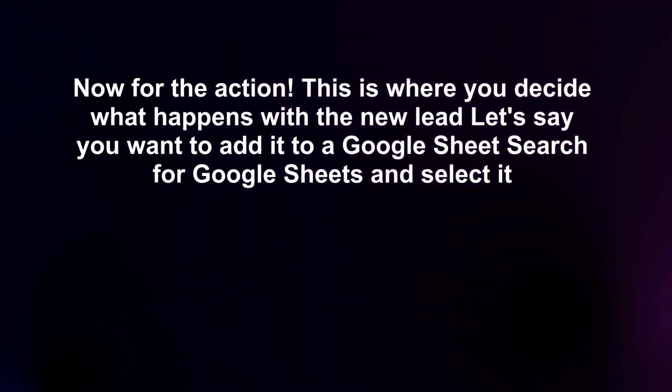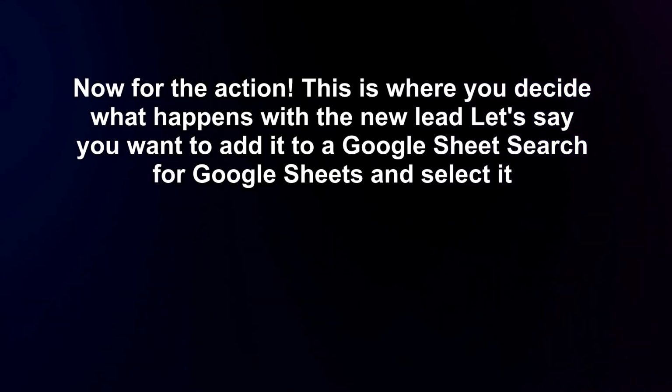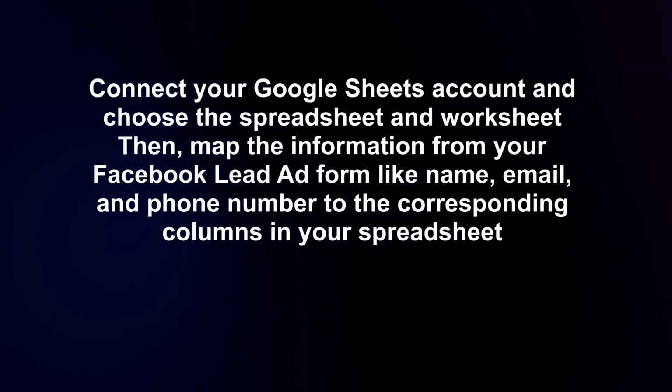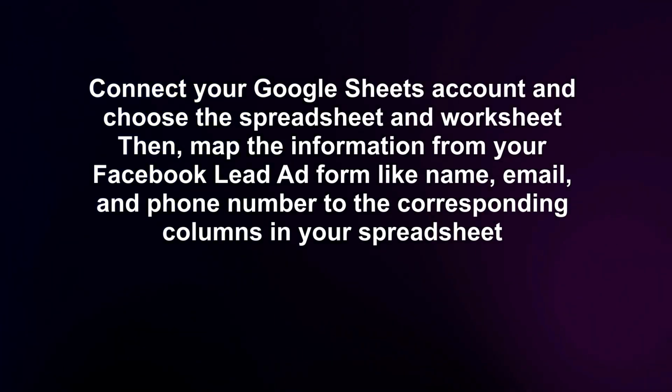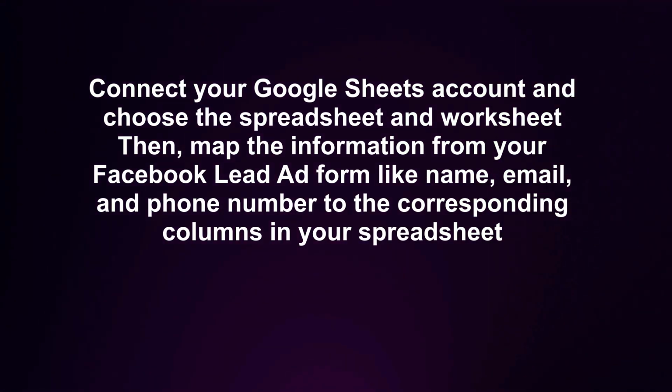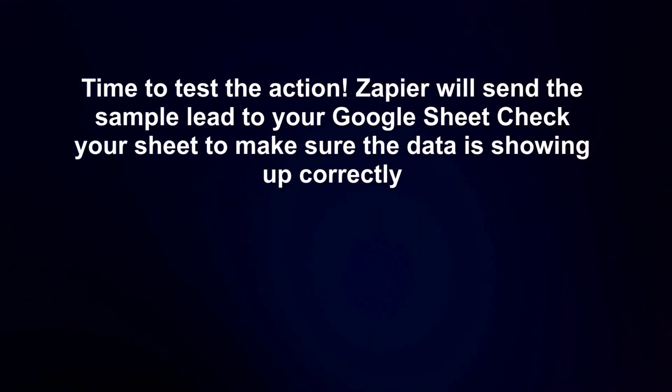Let's say you want to add it to a Google Sheet. Search for Google Sheets and select it. Connect your Google Sheets account and choose the spreadsheet and worksheet. Then, map the information from your Facebook lead ad form, like name, email, and phone number, to the corresponding columns in your spreadsheet. Time to test the action.